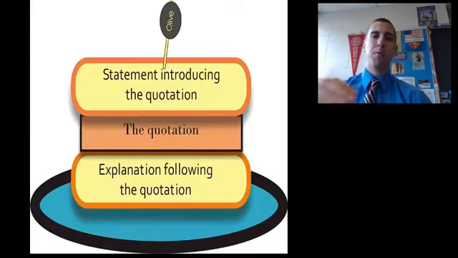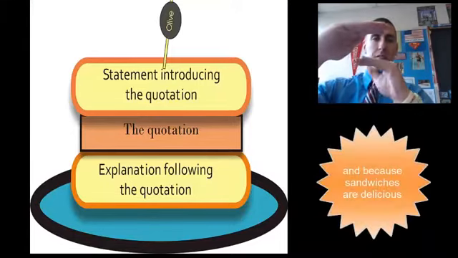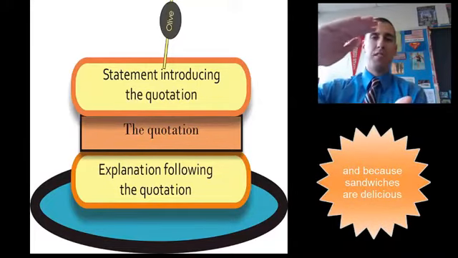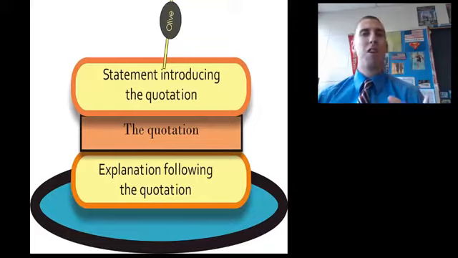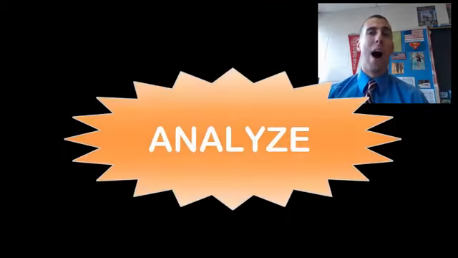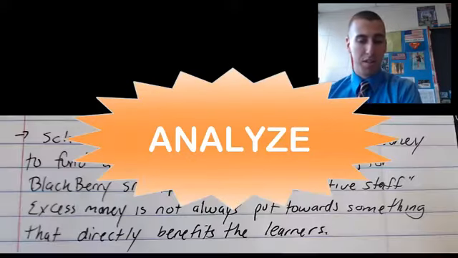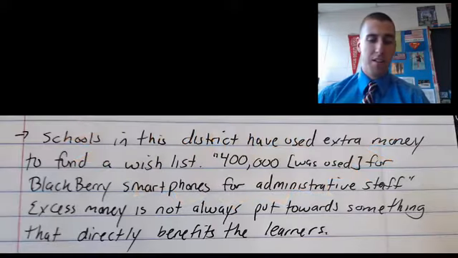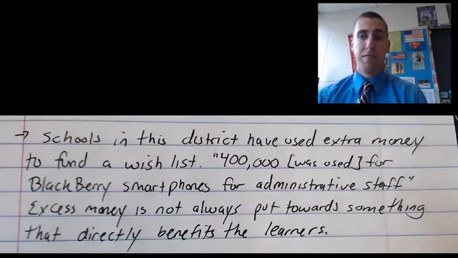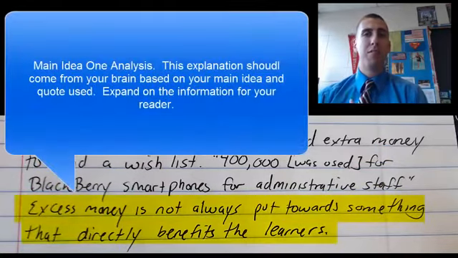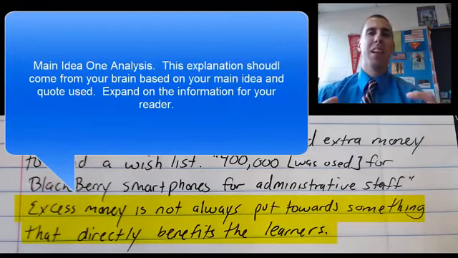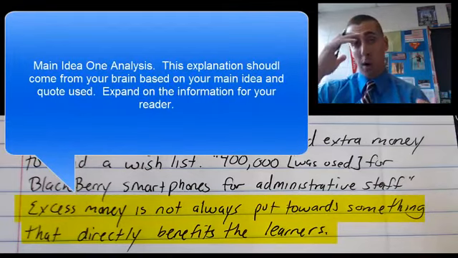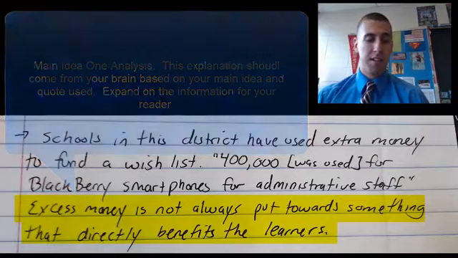I say quote sandwich because you've introduced it, you've given the quote, but now you need another piece of bread on that other side. You need to close it off. You need to answer the all-important question, so what? Why does it matter? So let's think of something here. The schools use extra money to fund a wish list. $400,000 is used for BlackBerry smartphones for administrative staff. So you have to think of some type of summary, some type of analysis that you can weave together with that. Now, after you've had that third sentence, what are we going to do?